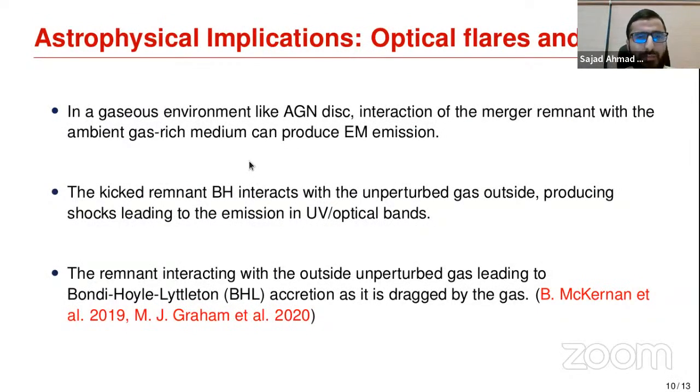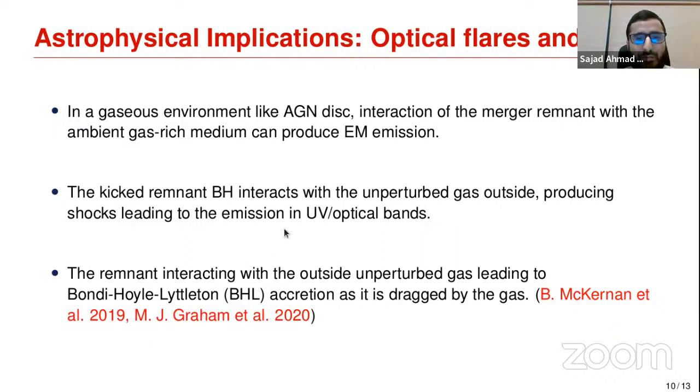So if the intermediate mass binary black hole merger happens in a gaseous environment, the interaction of the merger remnant with the ambient gas-rich medium can produce electromagnetic emission. The kicked black hole remnant interacts with the unperturbed gas outside, and it produces shocks which can lead to emission in the ultraviolet or optical band.